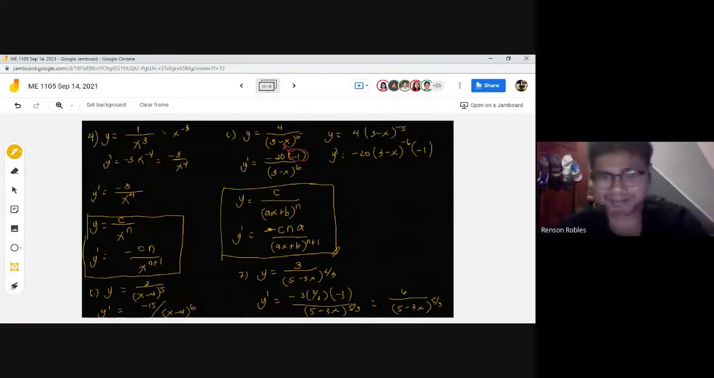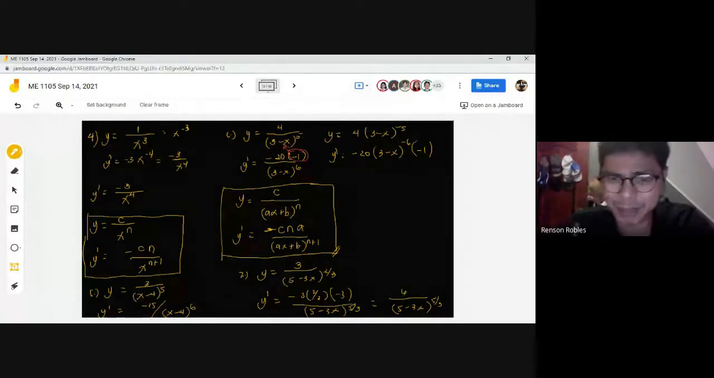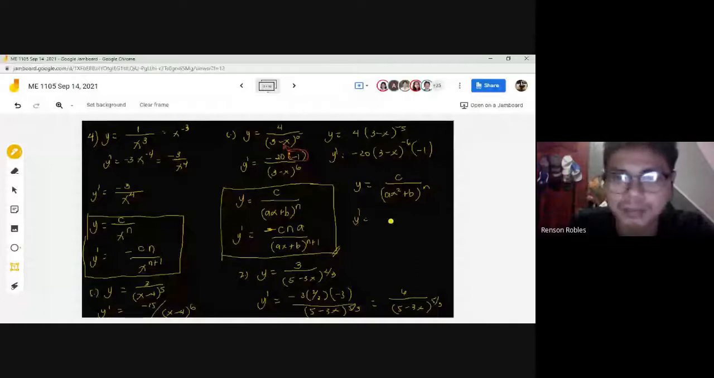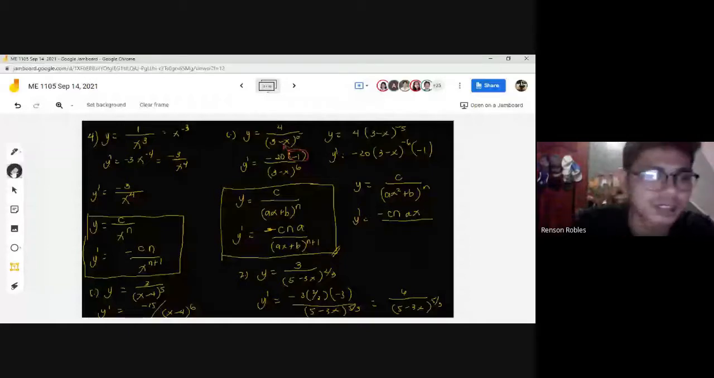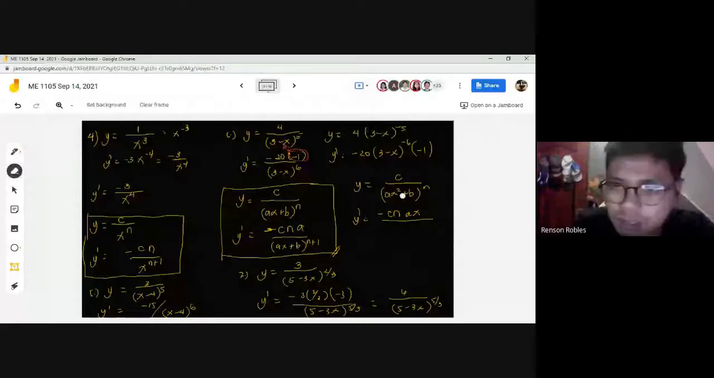Okay? Clear tayo doon? Sir, paano po pagka may ano na to, may power? Say, y equals c all over ax squared plus b raised to n. So what would that be? Y prime. So you need to differentiate this. So you have negative cn ax raised to, no, I will make it variable to. I'll make it m.